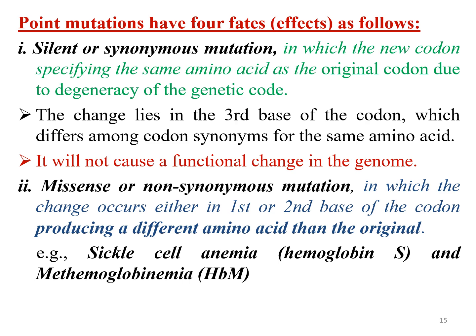In case of synonymous mutation, the new codon specifies the same amino acid as the original codon due to what? The degeneracy of the genetic code. So this silent mutation is associated with the new codon forming the same amino acid as the original codon, due to the degeneracy of the genetic code. The change lies in the third base of the codon, which differs among codons synonymous for the same amino acid.